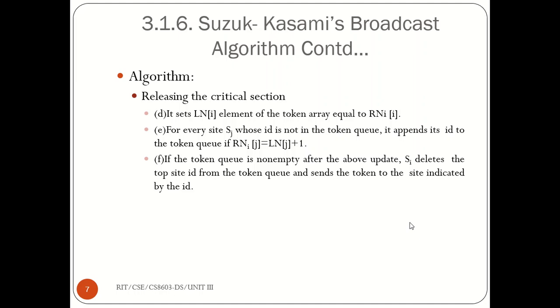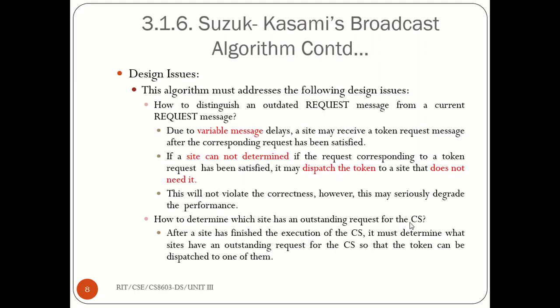The element of the token array LN[i] is set equal to the sequence number of the executed request. For every site, if it is not in the token queue, it is appended to the queue. If the queue is non-empty after the above update, delete the top site ID from the token queue and send the token to the indicated site ID.